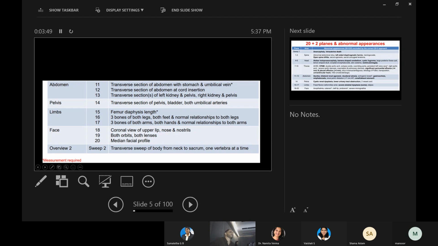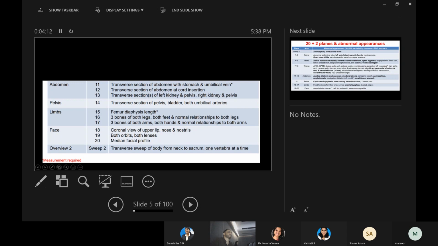of the bladder. Look for the limbs, 3 segments of each limb, and that is in all 4 limbs, all 3 segments, proximal, middle, and distal should be present and normal. Of course, now one thing I will discuss after this, the face, coronal, upper lip, nose, nostrils, both orbits and lenses, the median facial profile.